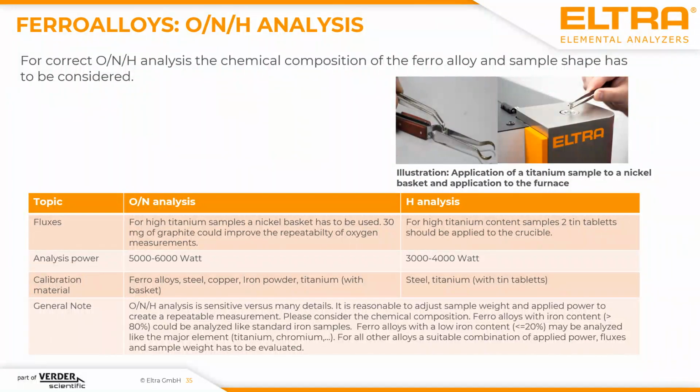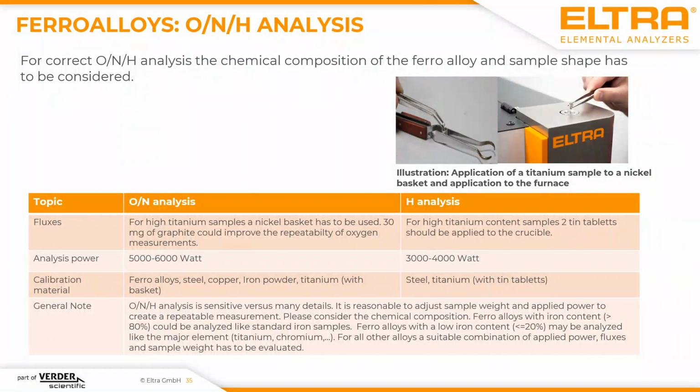And this is, I would say, the tricky thing with ferroalloys and ONH analysis. You always have to consider the chemical matrix of the sample and maybe the sample shape of the sample, and also in addition the element which you would like to analyze. Hydrogen analysis could mean something different as OH analysis.